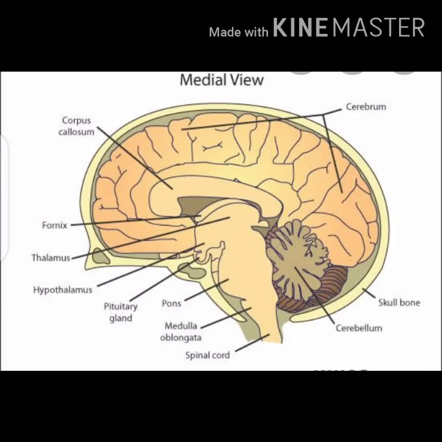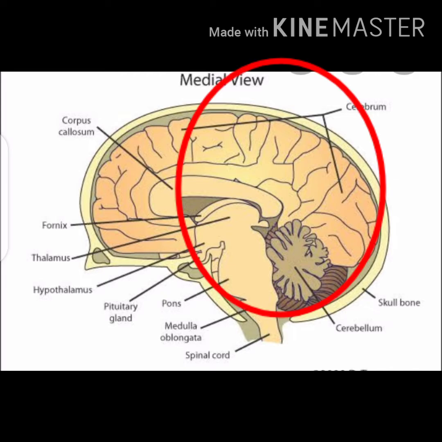Good morning, everyone. Today we are going to discuss the remaining parts of the brain that includes the cerebellum, pons, medulla oblongata, spinal cord, and thalamus, hypothalamus. In the previous video, we already discussed the major part of the brain, that is the cerebrum. So first we'll see the cerebellum part.